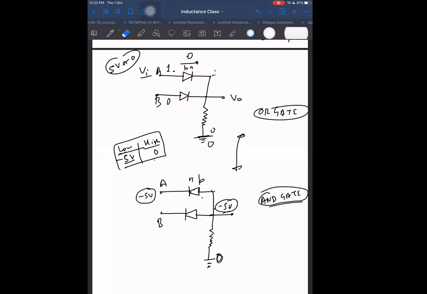I can do another thing. Somebody may think, no sir, we don't want minus 5. We want 5 volt and 0 only. 5 is high and 0 is low. If I want to do that, then I have to make some other change. But 2 changes I still need to make. One change I already made in the diode. Another change I will make here. I will make it 5 volt fixed.